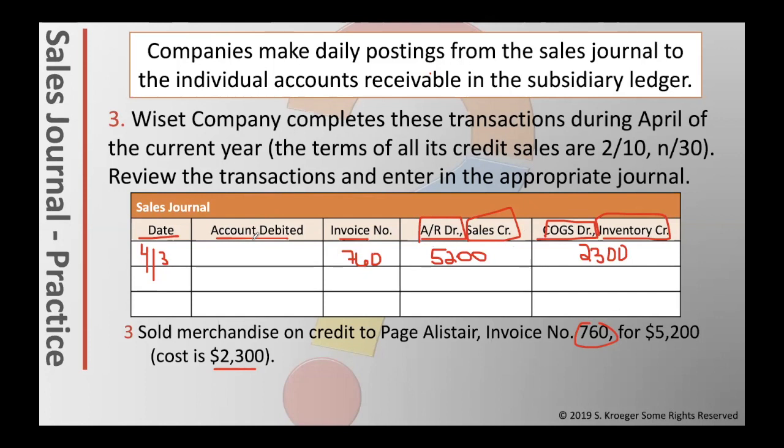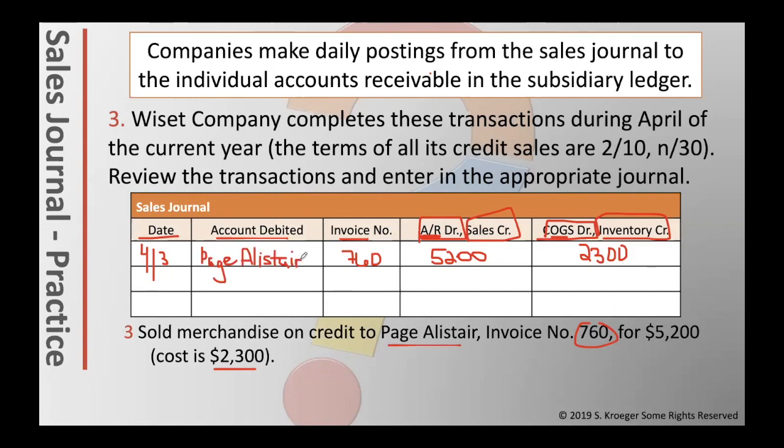Now, when it says account debited, it doesn't mean the debit like accounts receivable and cost of goods sold. That's already here. When it asks for account debited, it means who is the customer, the accounts receivable, who owes us money here, because we want to start keeping track. That's why we use the subsidiary ledgers at the beginning of this chapter, because we're going to be keeping track of these clients who owe us money separately. The person who owes us money is Paige Alastair, and we would just write that in.